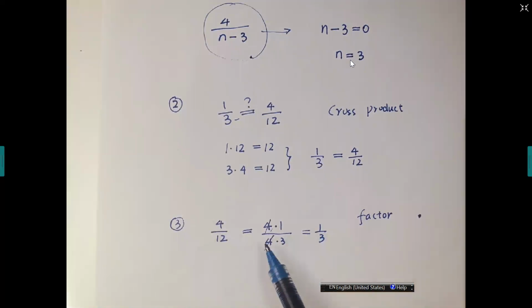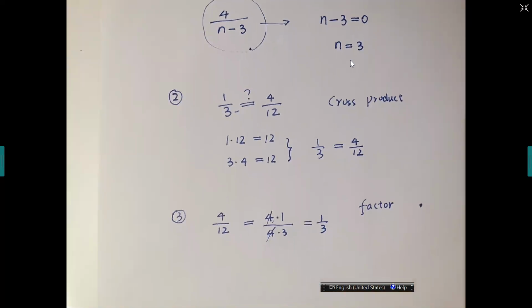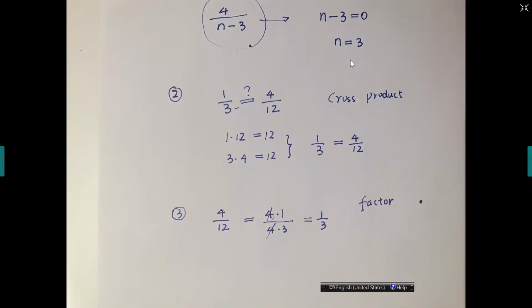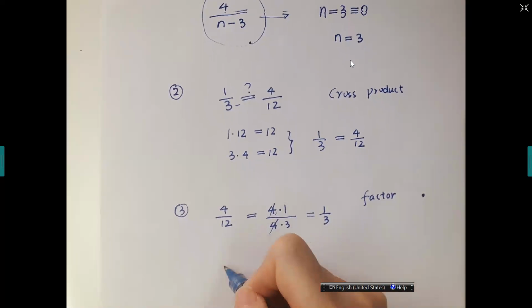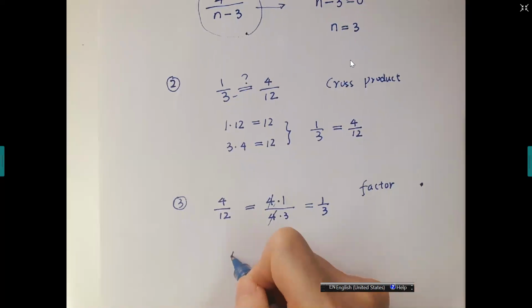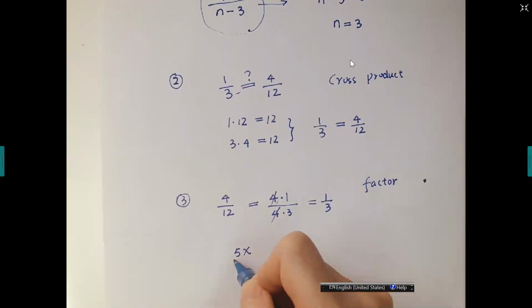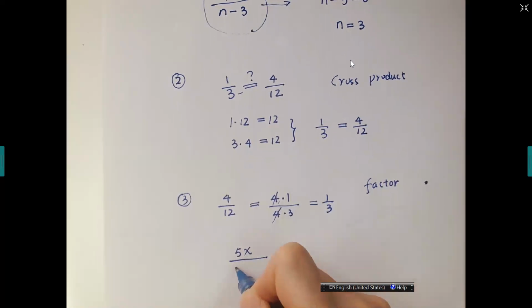This is what we did for fraction numbers. For rational expressions, we do the same thing. For example, if I have this one, 5x over 12x.